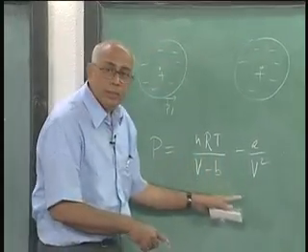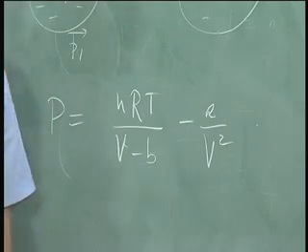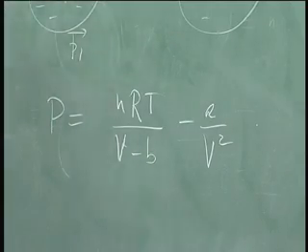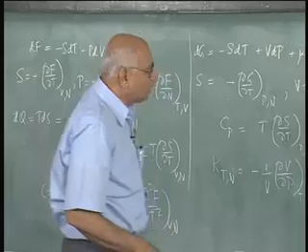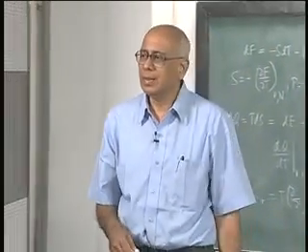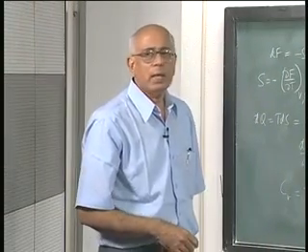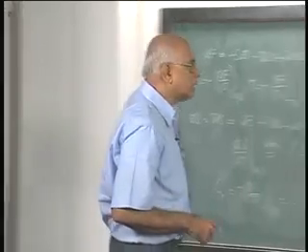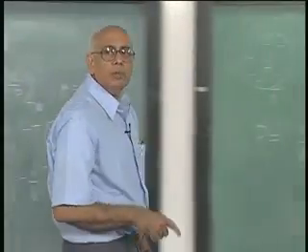Now coming back here, how does this mimic the 1 over r6? Where does that come from? Why should it be 1 over v squared and not anything else? And the idea has to do with, we are going to discuss this when we do phase transitions, it has to do with what is called mean field theory.